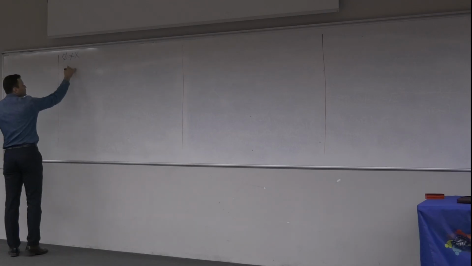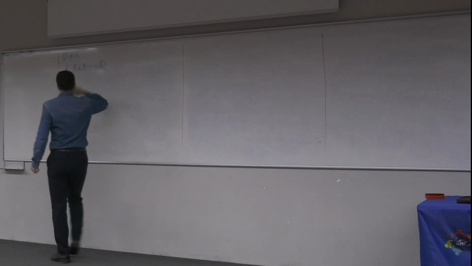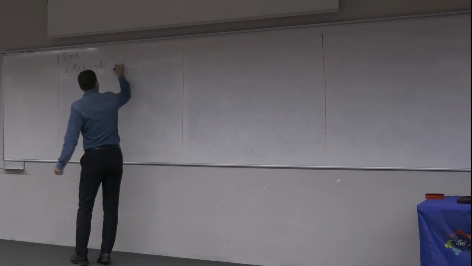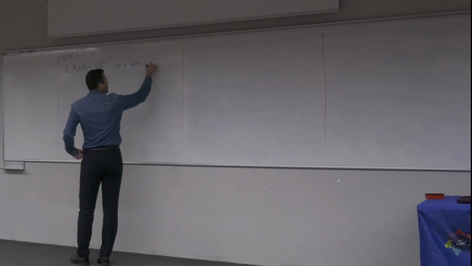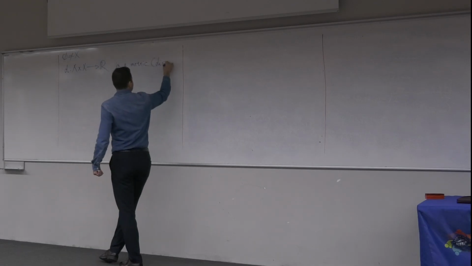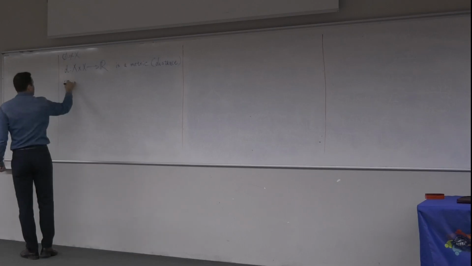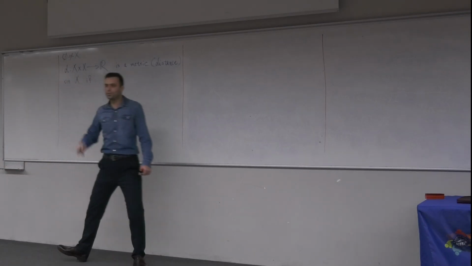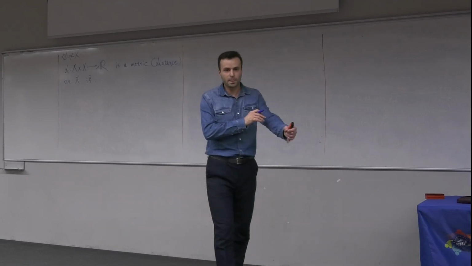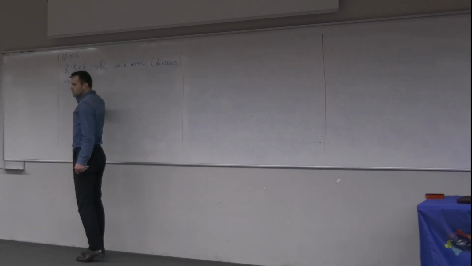A function from X times X to the real numbers is a metric or distance function on X if it has the following properties that we are going to discuss. First of all, what is the meaning of this X times X?